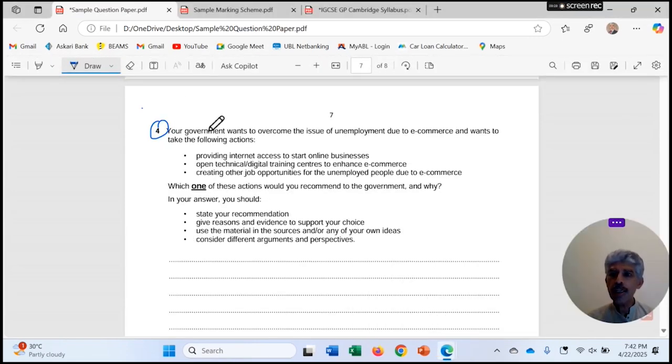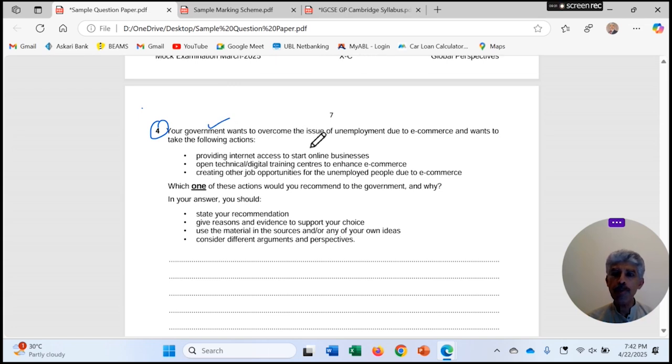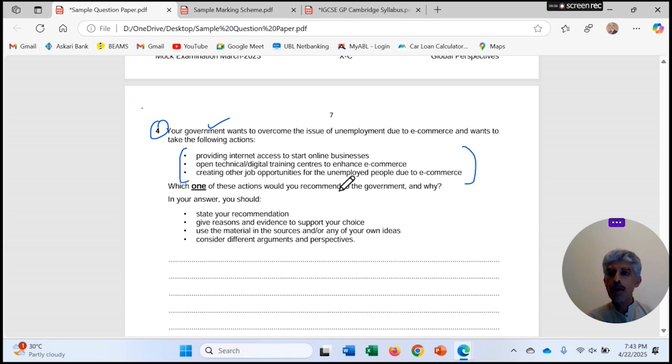that it gives you certain government actions or plans to take certain steps regarding that particular topic. So these are the 3 actions the government wants to take: providing internet access to start online businesses, opening technical digital training centers to enhance e-commerce, and creating other job opportunities for people unemployed due to e-commerce. So which one of these actions would you recommend to the government and why? It means that we are supposed to justify it and give reasons why we are picking it.